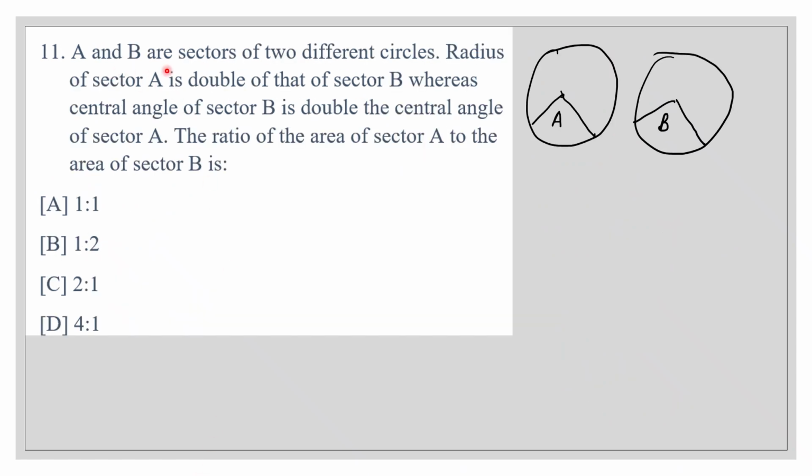Question number 11. A and B are sectors of two different circles. So these are two circles. Radius of sector A is double that of B, whereas the central angle of B is double the central angle of sector A. So let's mark it. Sector A radius is double of sector B, and sector B central angle is double that of sector A. Find the ratio of area of sector A to area of sector B.